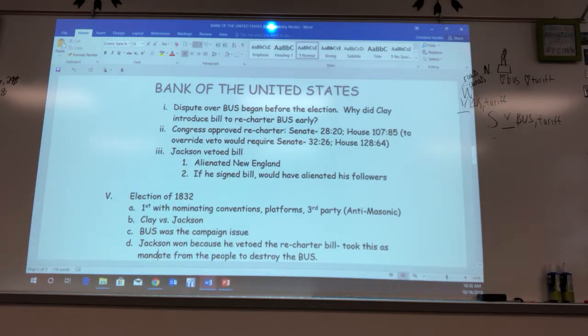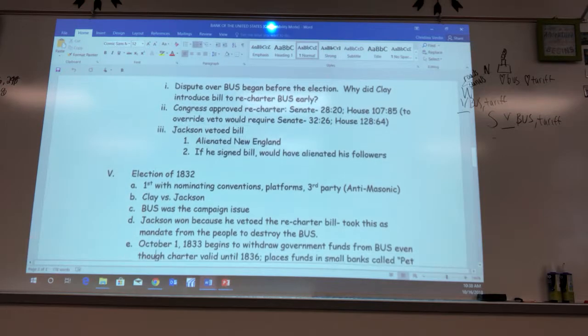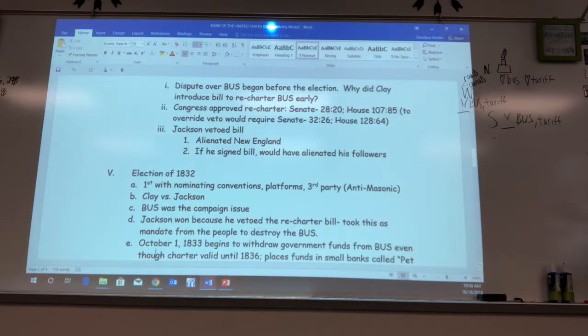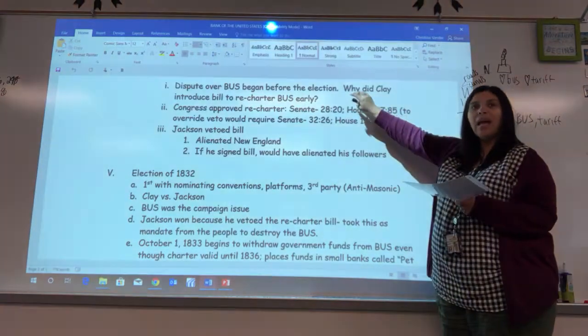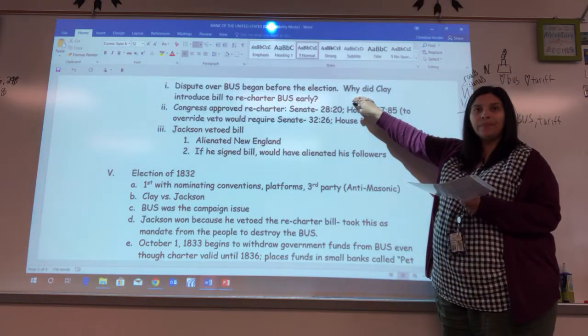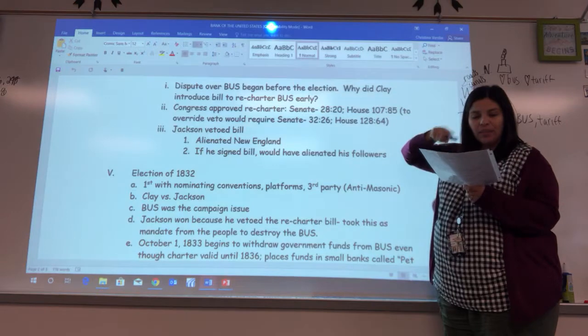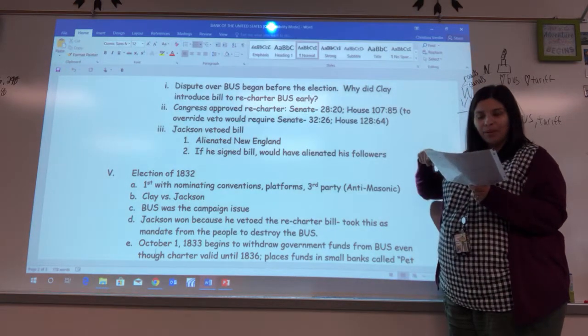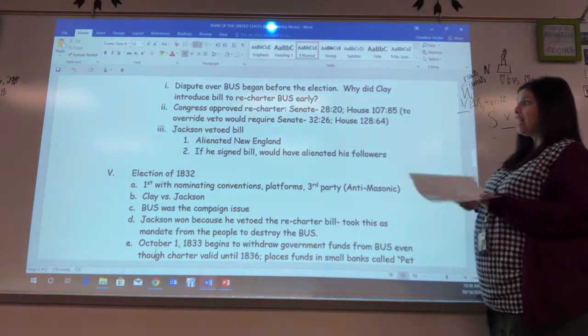Not 24, 22. So we're going to see the dispute over the bank begin before the election of 1832. So 22, it says, why did Henry Clay and Daniel Webster push for the recharter? They wanted to make it an election issue. They introduced the bill early to make it, here's the answer for 22, an election issue. All right, do y'all see on 22 it says, why did Henry Clay and Daniel Webster push for the recharter to make it an election issue?